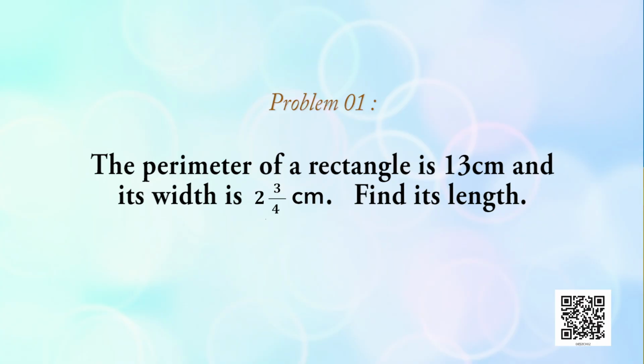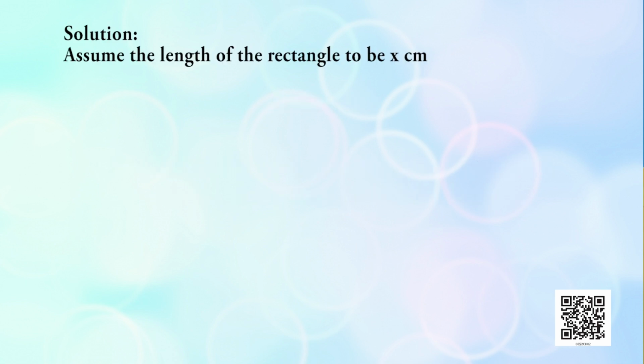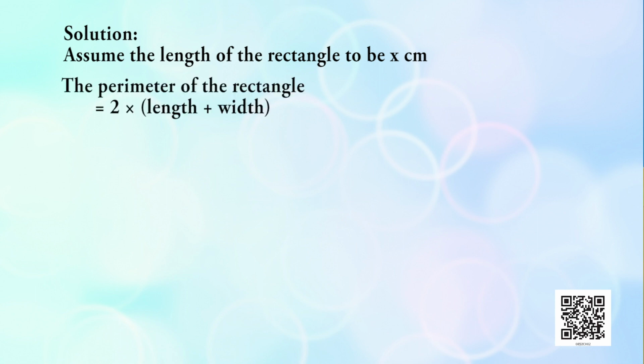First problem, the perimeter of a rectangle is 13 centimeter and its width is 3 by 4 centimeter. Then find its length. To solve this problem, let us assume the length of the rectangle to be x centimeter. You know already that the formula for the perimeter is 2 times length plus width. Width is given as 3 by 4 centimeter and the perimeter is given as 13 centimeter. You have to substitute all these values in this equation.